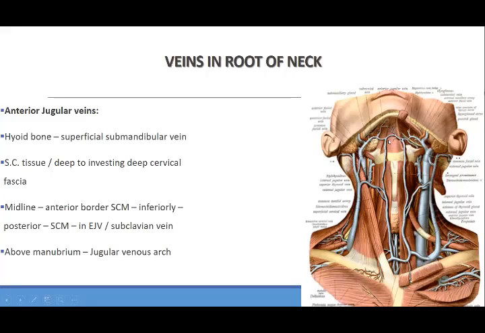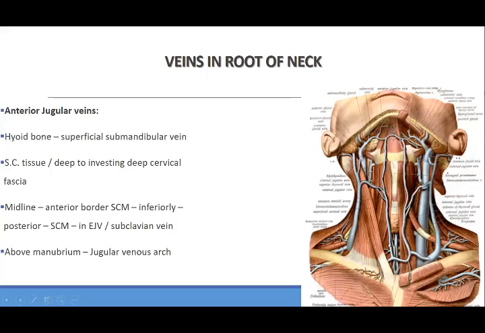Let's come to this particular vein that we are going to study today. This vein close to the midline is the anterior jugular vein, which lies in the subcutaneous tissue or may also be lying deep to the investing layer of deep cervical fascia. That is its location. So one has to be very careful when dividing the skin, subcutaneous tissue and investing layer of deep cervical fascia, because if this vein is not ligated, it becomes a source of bleeding.